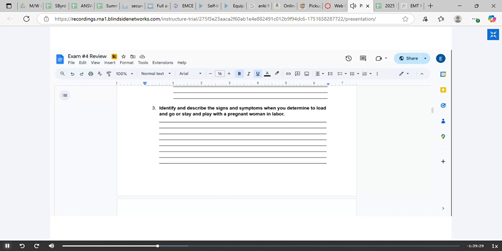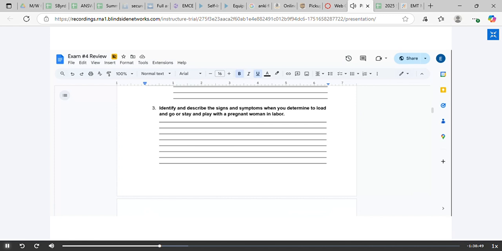So the more intense the contractions get, the longer they are, and the more frequent they are. Okay. So the longer they are, the more frequent they are, the closer they are together, and the more intense in pain, that's going to tell you that you have imminent delivery.